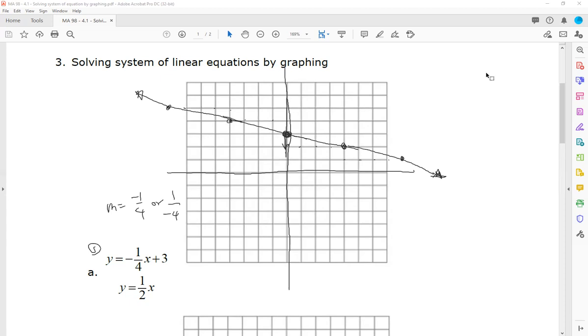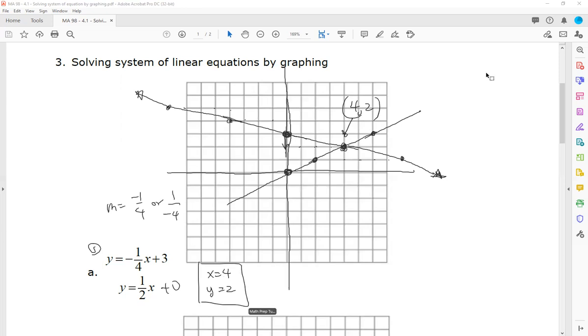All right, let's go ahead and use the next equation. I got y equals 1/2x. This means the y-intercept is 0. So I go 1 up, 2 to the right, 1 up, 2 to the right, 1 up, 2 to the right. And it looks like they do intersect at the point (4, 2). So the solution is x equals 4, y equals 2.